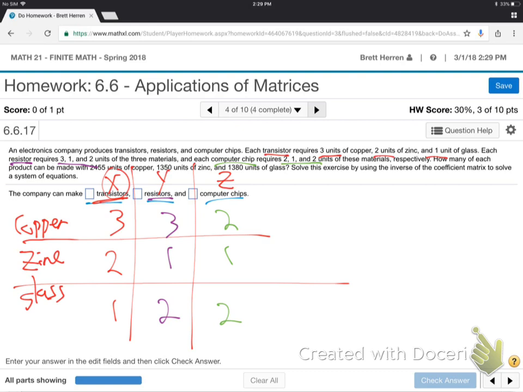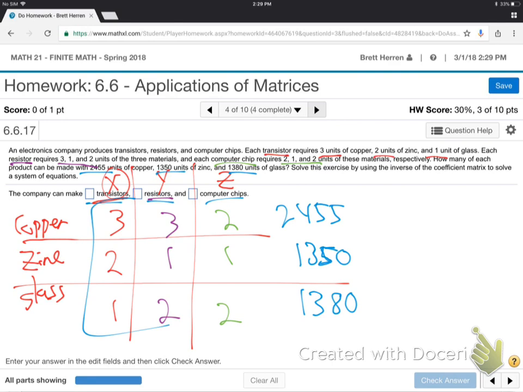All right, good. And then finally, the totals. It says 2455 copper, so that goes here on the copper line. 1350 zinc, that goes here. 1380 for glass. Put that in your calculator, RREF. Good on that?